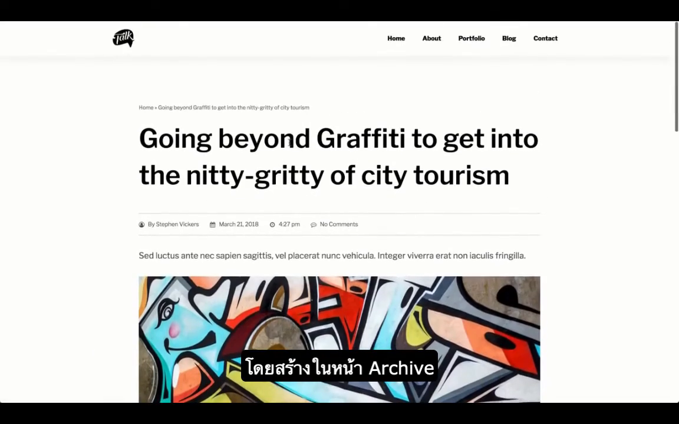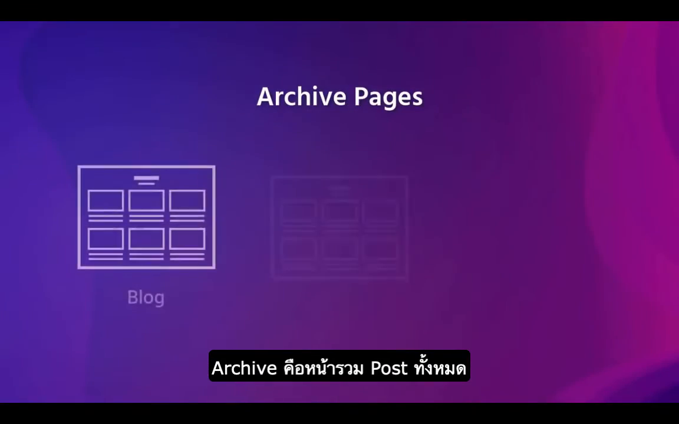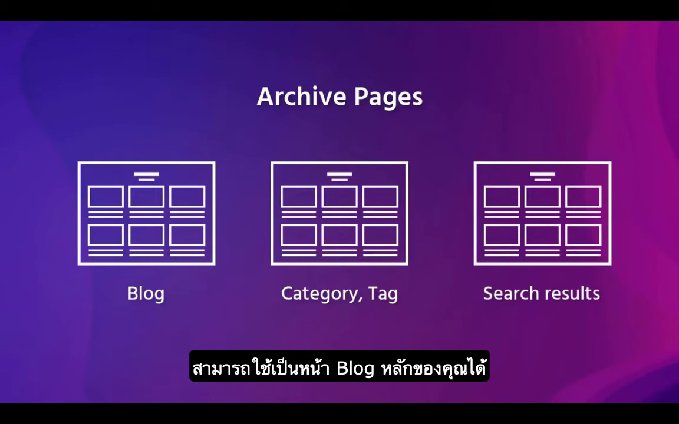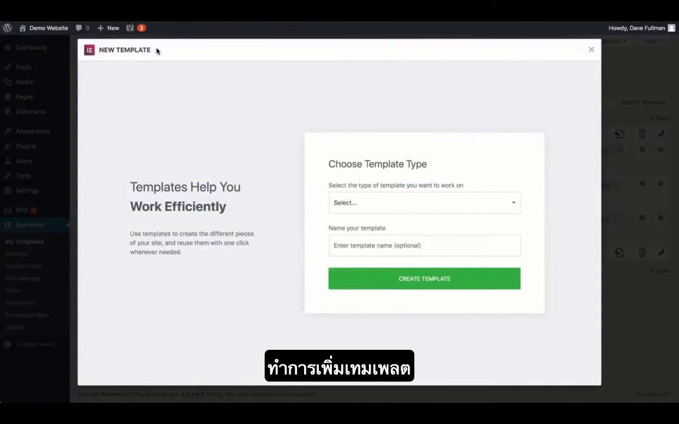On to creating an archive page. Archive is the page that shows a chosen assortment of posts. It can be used as your main blog page, as a main category, other taxonomy pages, or as a search results page. Let's add a template.